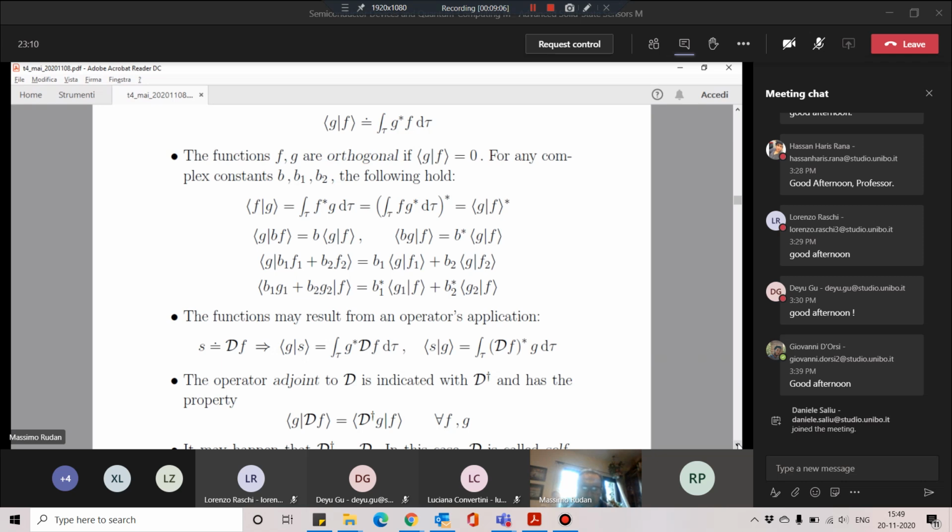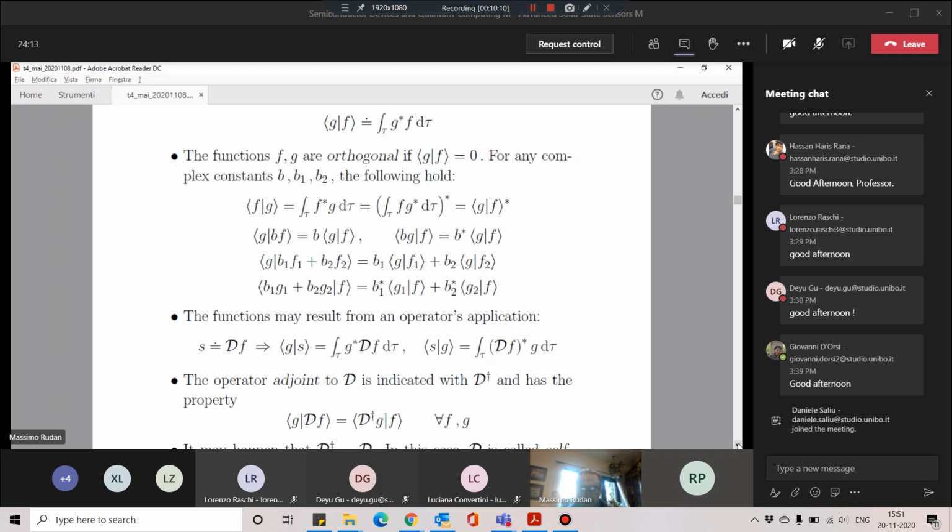So d dagger is an operator that is associated to d and has the following property that you see below: that for any pair of functions g and f, the scalar product obtained by taking f, operating on f with d, then multiplying on the left by g and then integrating, is identical to the quantity that is obtained by starting from f and then multiplying on the left by d dagger operating on g.